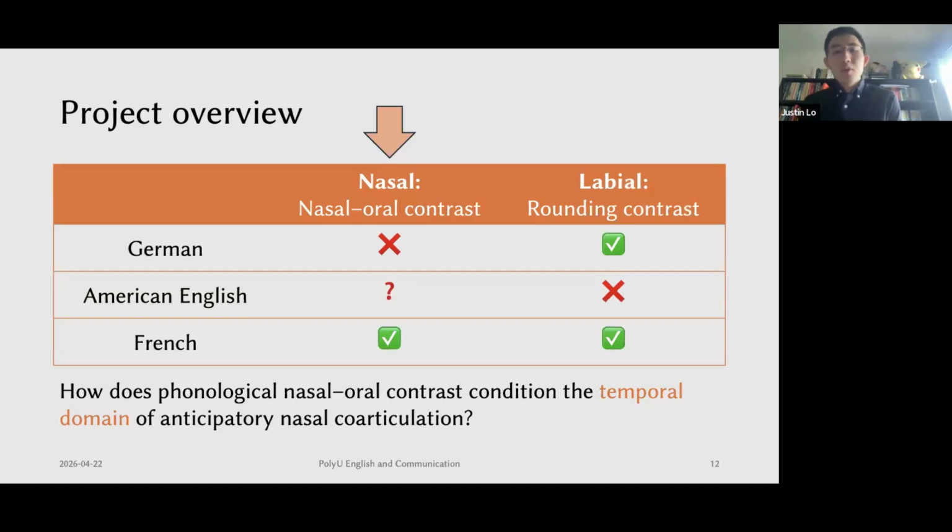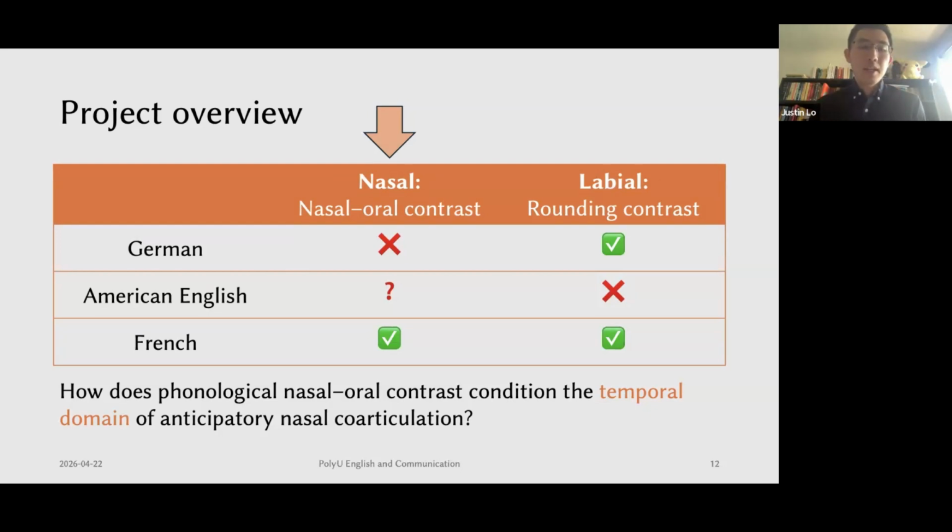So in this particular project, we're comparing these three languages because they differ in the presence of a nasal-oral contrast. I was talking about nasal vowels in French before, and this is unique to French. German doesn't have phonologically nasal vowels. American English also doesn't, but in the literature it's been suggested that it's in a weird way, and we'll come back to that in a bit.